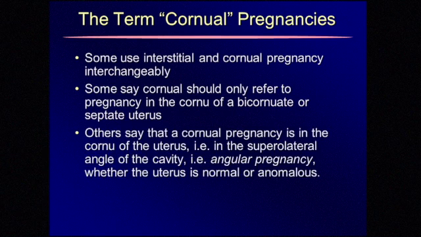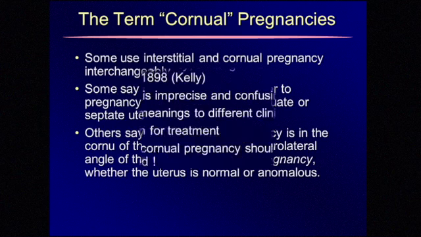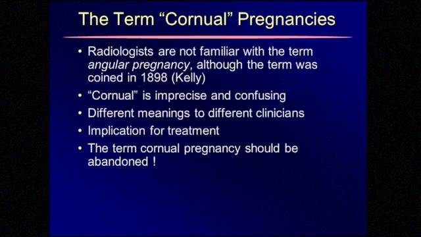Other people say that cornual pregnancy is in the cornu of the uterus, that is in the superolateral angle of the cavity. They call that an angular pregnancy, whether the uterus is normal or anomalous. This term is not that well known in the United States. The radiologists are not all that familiar with this term angular pregnancy. However, the term was actually coined in 1898 by Kelly, a surgeon.